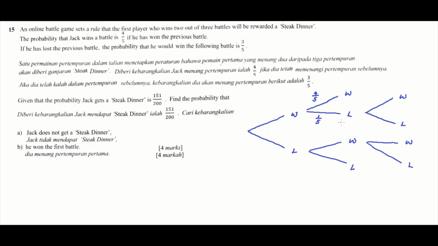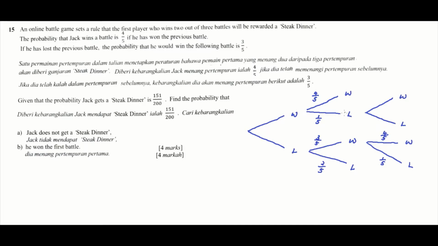After that we find the same thing again. This is a loss, and this is another win. After he wins, the probability for Jack to win when the previous one is a win is again 4 over 5 here, then 1 over 5 for a loss. Then let's look at the second one. If he lost the previous battle, the probability that he would win the following battle is 3 over 5, which means if he lost here, going into the second battle, the probability for him to win is 3 over 5. For him to lose again is going to be 2 over 5.